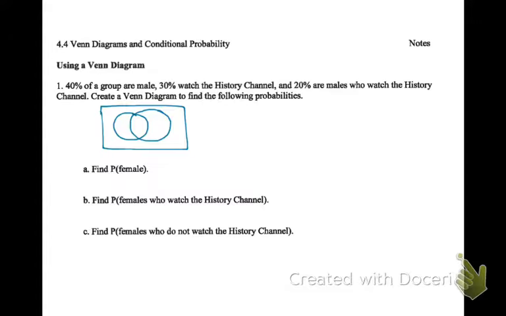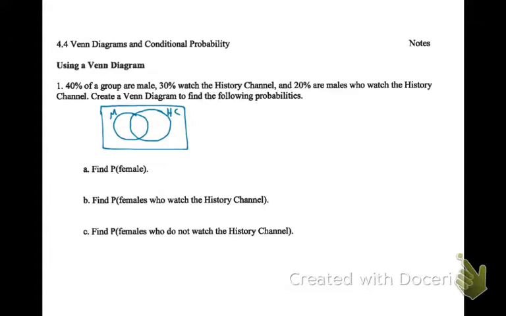So we have 40% of a group are male, and 30% watch the History Channel, while 20% are males who watch the History Channel. Create a Venn diagram to find the following probabilities. So it looks like we have 2 things. We have male, and we have Watch History Channel.